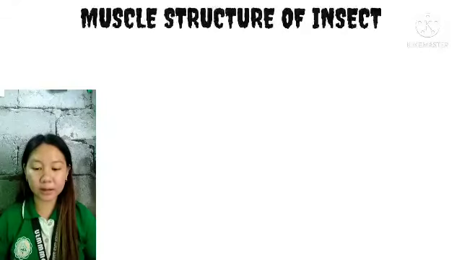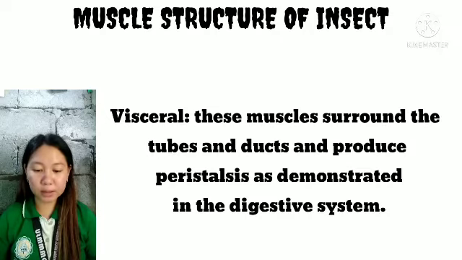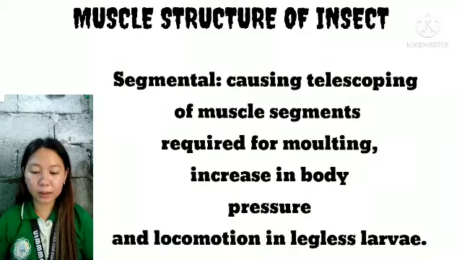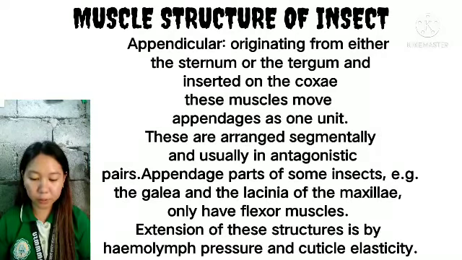Muscle structure of insects. Muscles can be divided into four categories. Number 1 is visceral. These muscles surround the tubes and ducts and produce peristalsis, as demonstrated in the digestive system. Number 2 is segmental. Segmental muscles cause telescoping of body segments required for molting, increases in body pressure, and locomotion in legless larvae. Number 3 is appendicular. Appendicular muscles originate from either the sternum or the tergum and insert on the coxa. These muscles move appendages as one unit. These are arranged segmentally and usually in antagonistic pairs.